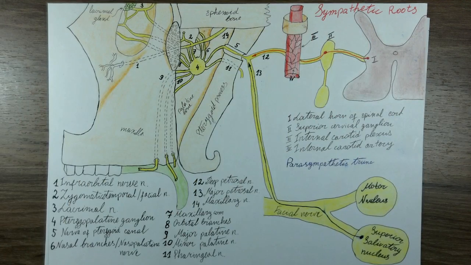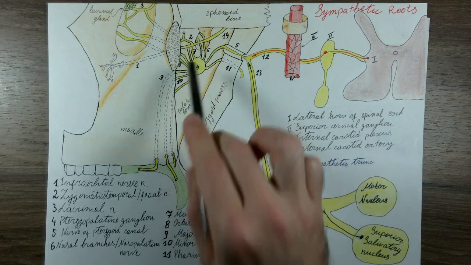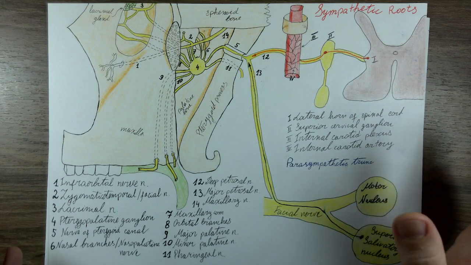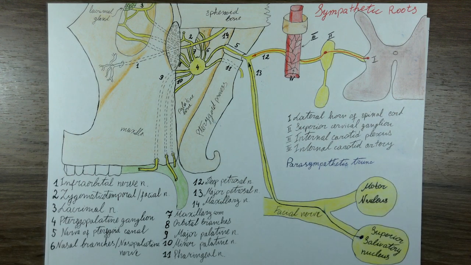Now, today we're going to discuss the pterygopalatine ganglion, a parasympathetic ganglion located in a small crevice at the base of the skull called the pterygopalatine fossa. This is one video which is part of our series on the autonomous nervous system. So, if you want to watch something more, you can see the playlist down below.